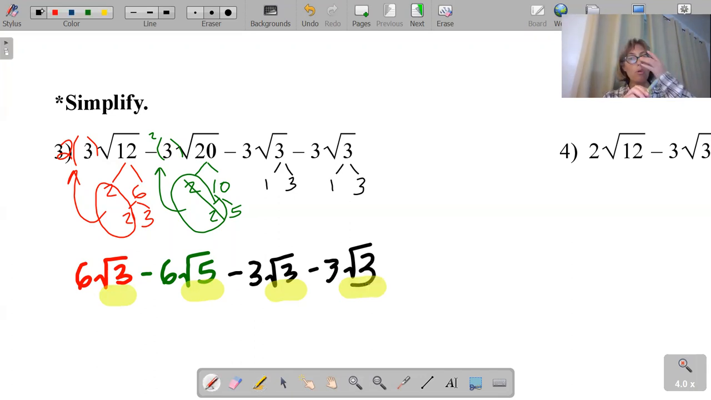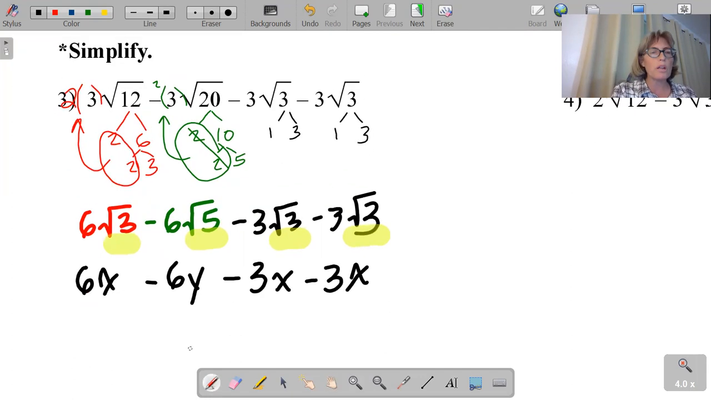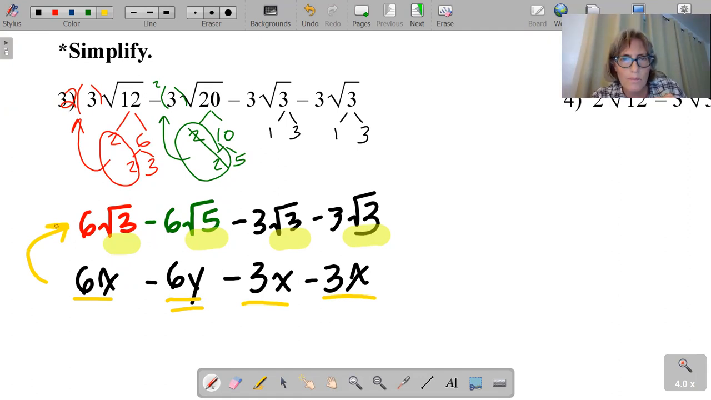So rather than show you what to do, let me help you visualize it. This is as if this is 6x minus 6y minus 3x. Think about how you would collect like terms for this one and then follow the same rules for the radicals.